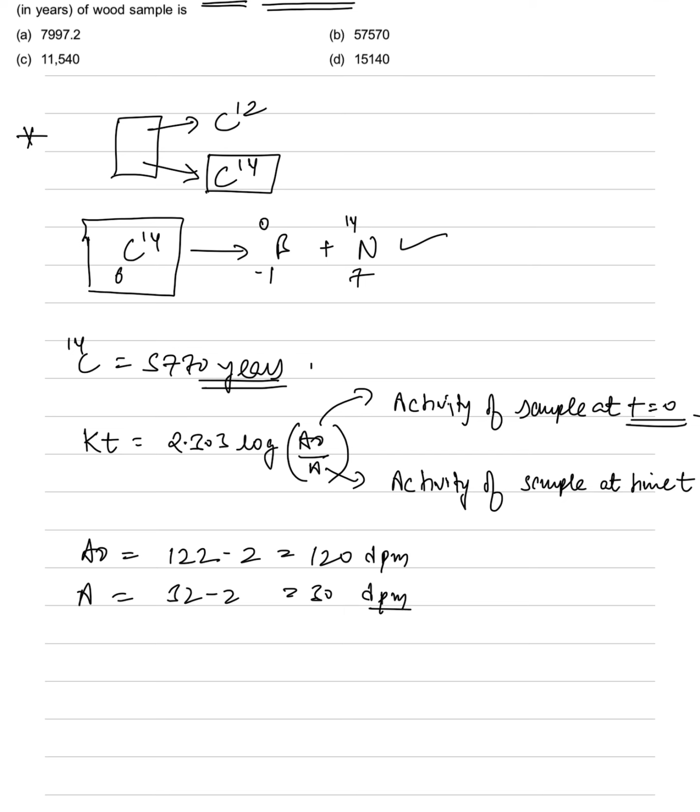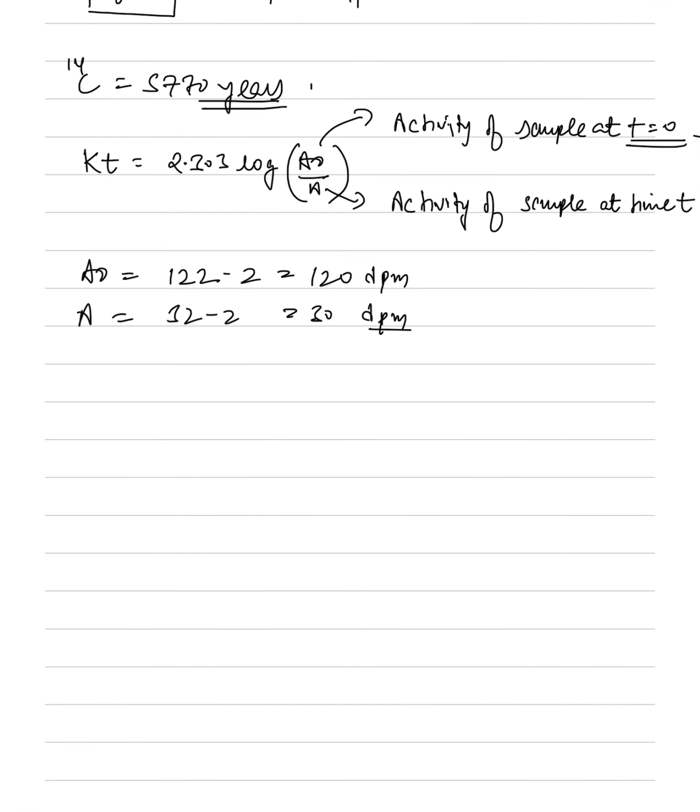Now since it's first order kinetics, we know the value of k will be equal to 0.693 upon t half, right? So now putting all these values into the equation, we will get the age of the tree in terms of time. So it will be 0.693 upon the t half, which is given as 5770 years, equal to 2.303 log of A naught, which is 120, upon A, which is 30.